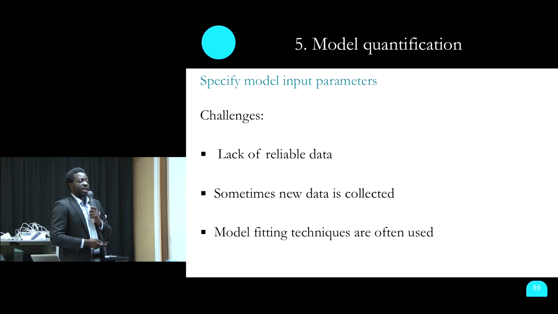So we have a lot of challenges. We have a lack of reliable data. Sometimes it's really hard to find reliable data. Sometimes you need to collect new data when you do the modeling. And sometimes there are some very sophisticated techniques for estimating some mathematical models.